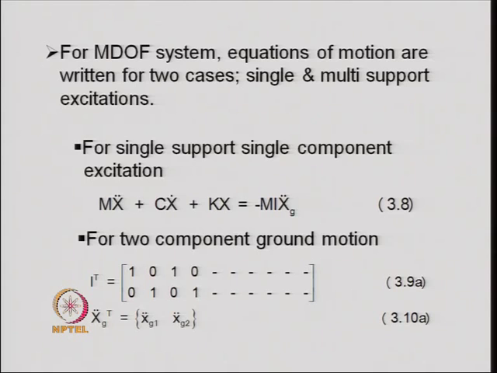Now, this is for the single degree of freedom system. When we extend this to a multi degree of freedom system, M of the single degree of freedom system is replaced by a mass matrix. Instead of a single M, it becomes a matrix. X double dot becomes a vector of n number of accelerations. Similarly, instead of small c, we have a C matrix.